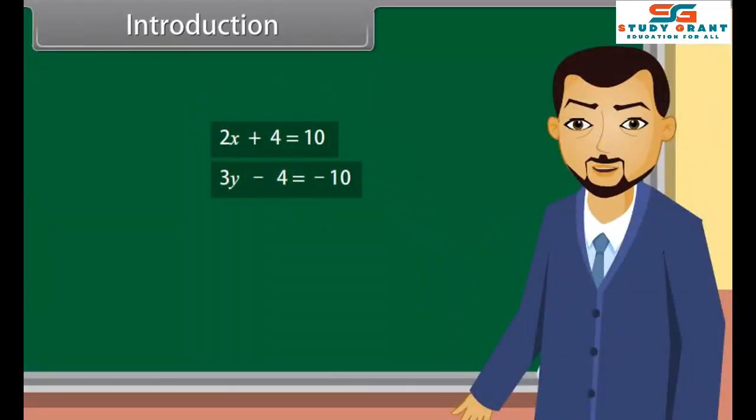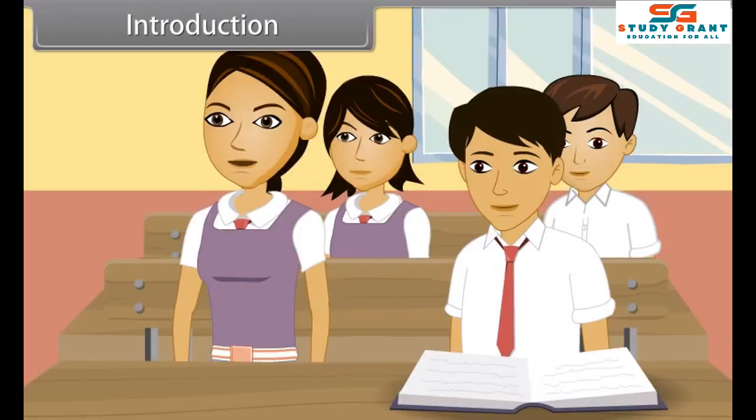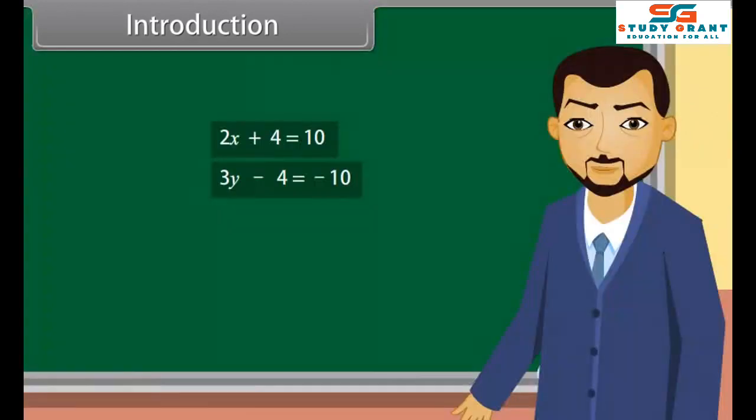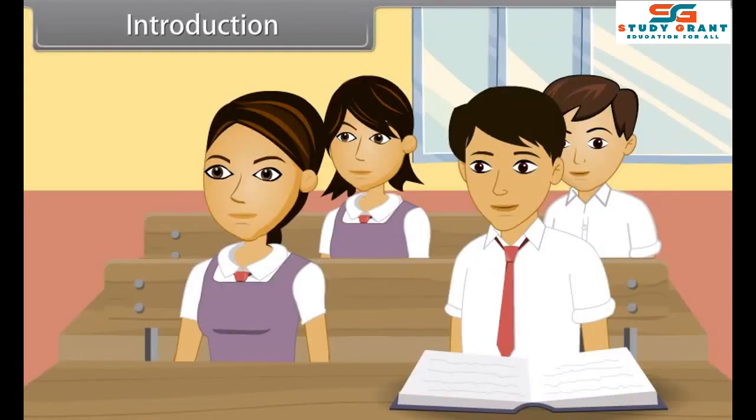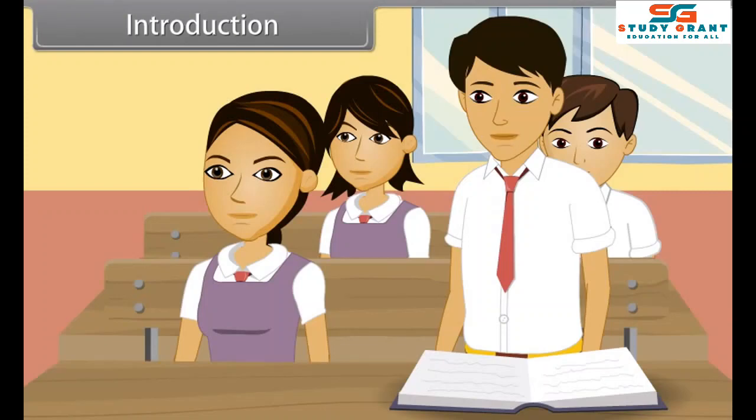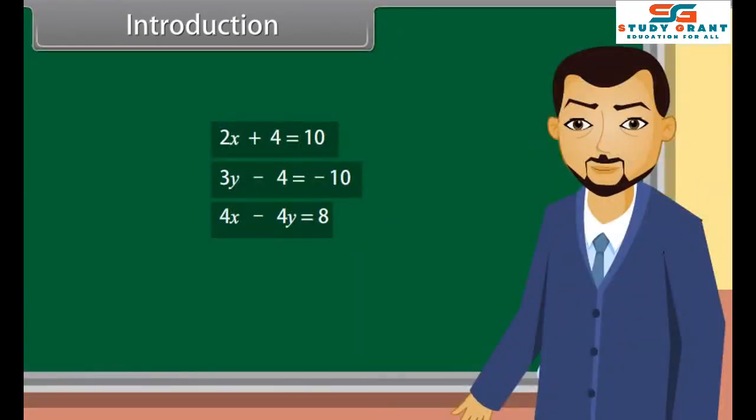Students, look at these equations. What type of equations are these? These are linear equations. Good. And what type of equation is this? This is also a linear equation. You're right. This is also a linear equation. But it has two variables. So it's a linear equation in two variables. Today we will learn about the pair of linear equations in two variables.